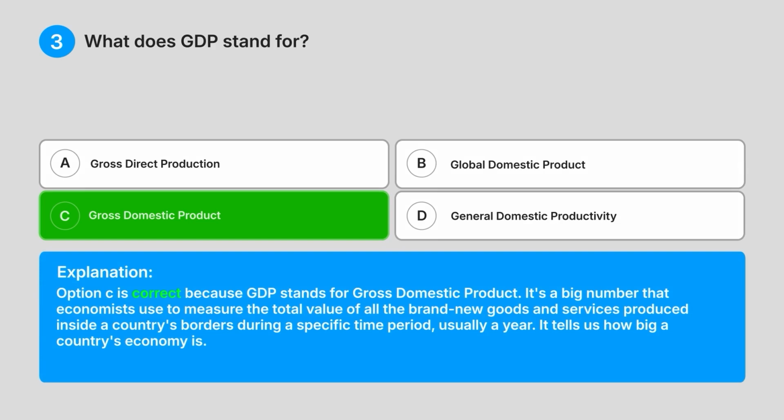Explanation. Option C is correct because GDP stands for gross domestic product. It's a big number that economists use to measure the total value of all the brand new goods and services produced inside a country's borders during a specific time period, usually a year. It tells us how big a country's economy is.